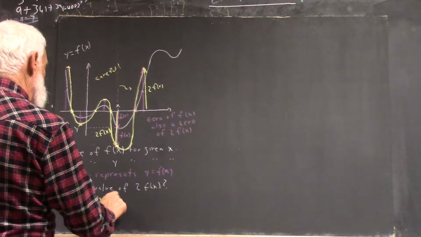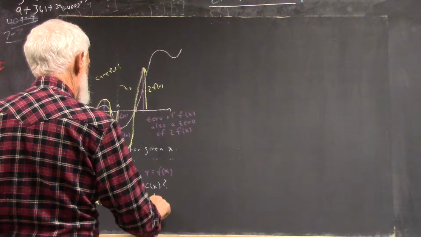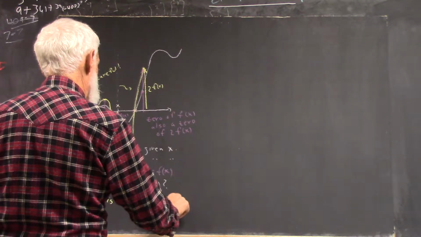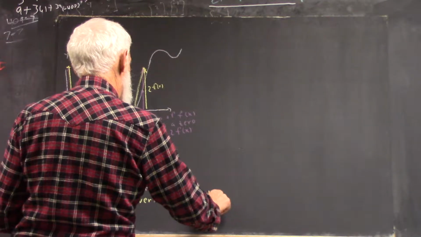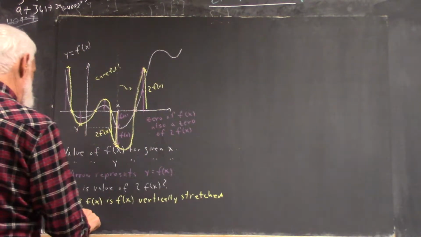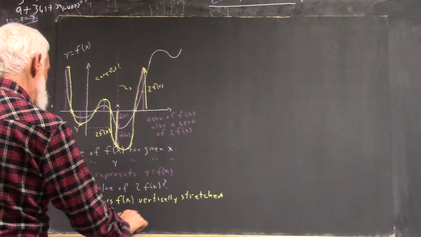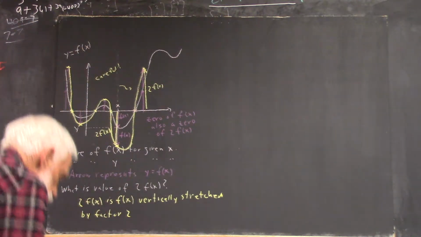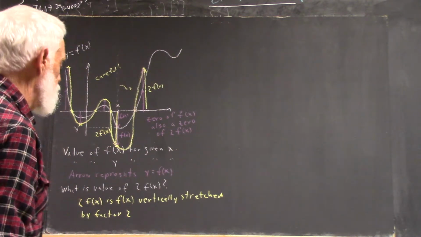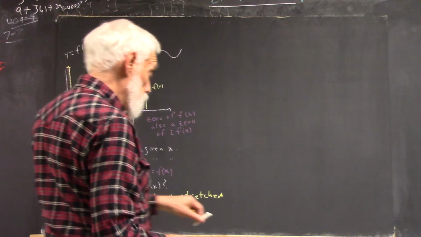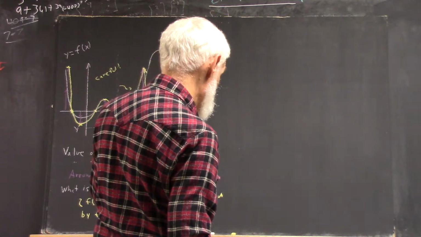2f(x) is f(x) vertically stretched by factor 2. There are two other transformations. One is a vertical shift and the other is a horizontal shift.